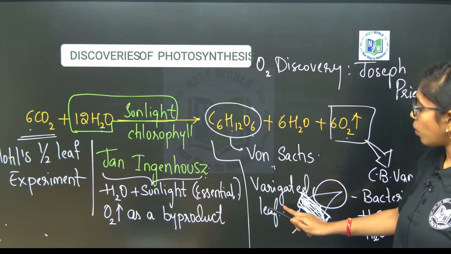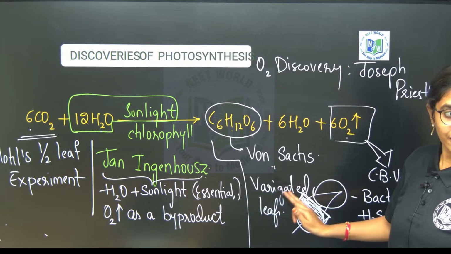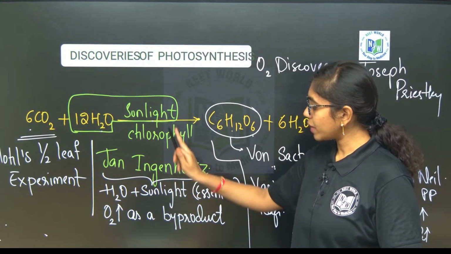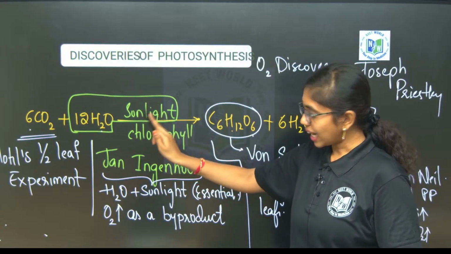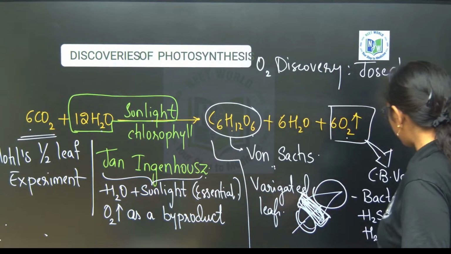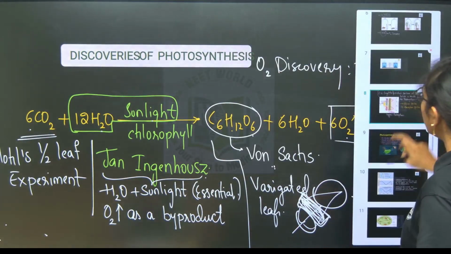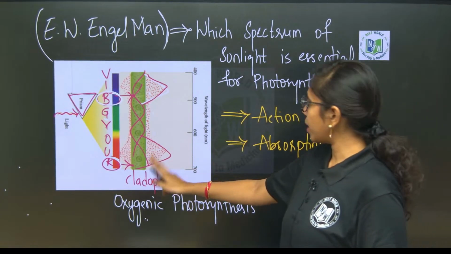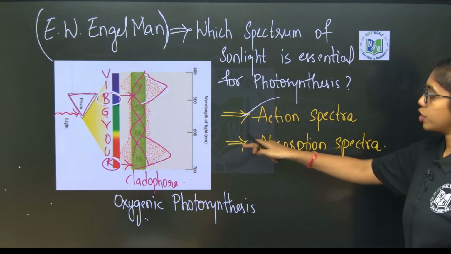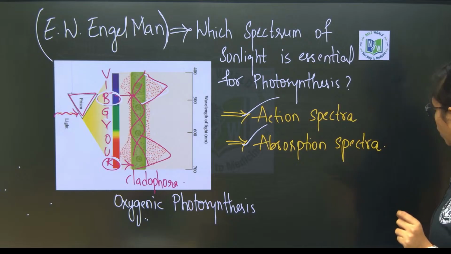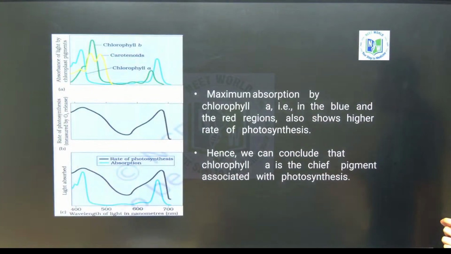Von Sachs. By what experiment? Variegated leaf experiment. Yeah, it is well and fine. Jan Ingenhousz has said that sunlight is essential for photosynthesis. But which spectrum of sunlight is efficient for photosynthesis was said by T.W. Engelmann. After this experiment he drew out what? Action spectra and absorption spectra. Clear with all the discoveries and all the experiments? Shall we move on to action spectra and absorption spectra?